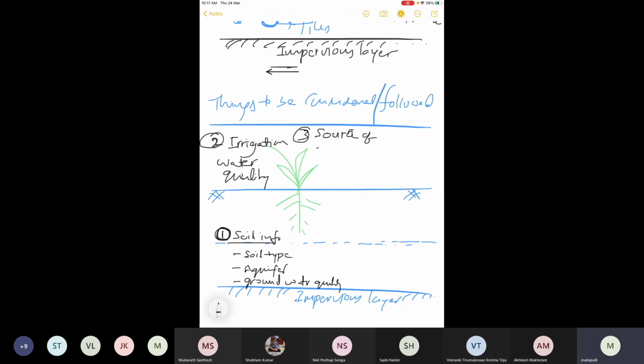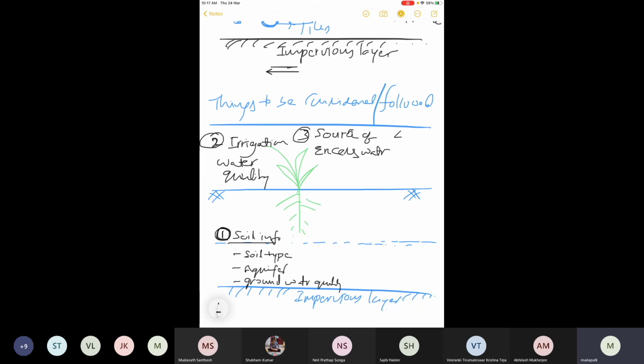So, source of excess water. Right, so that's the main issue. What is the source of excess water? Is it irrigation? Is it the rainfall? Right? So you need to identify what is really causing it, or is it the lateral flow from other fields? Okay, so that is the source of excess water.